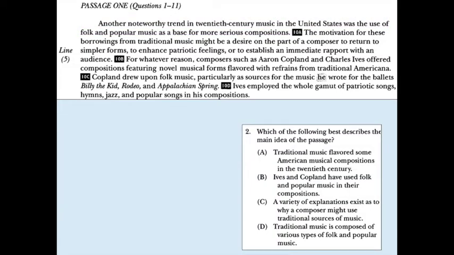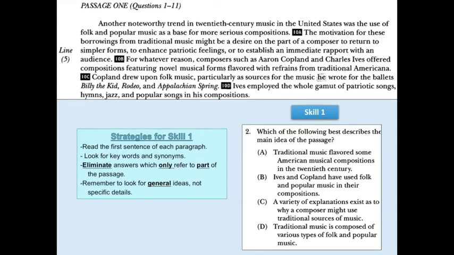Number 2. Which of the following best describes the main idea of the passage? This is a Skill 1 question, so we need to follow the strategies for Skill 1. Read the first sentence of each paragraph. Look for key words and synonyms, and then eliminate answers which only refer to part of the passage. Remember to look for general ideas and not specific details.